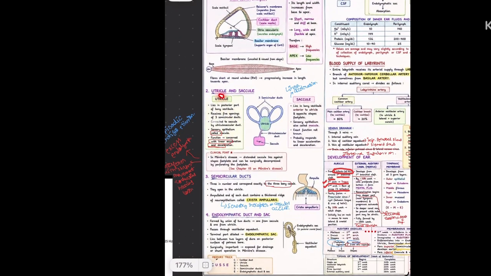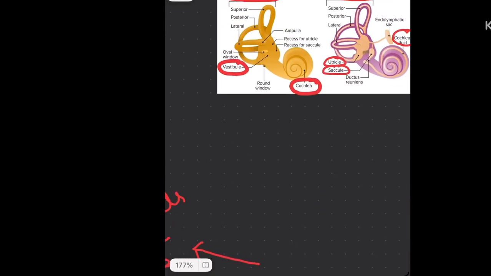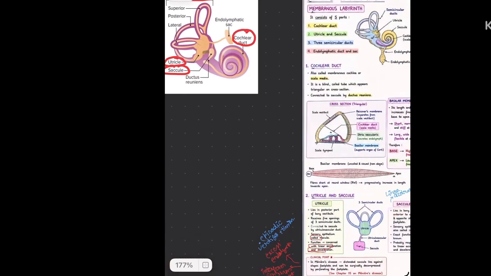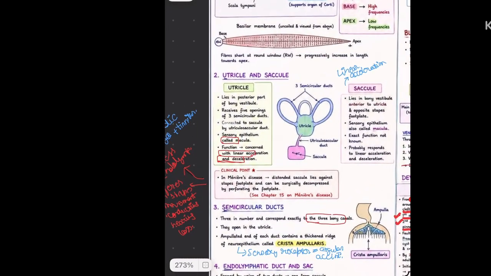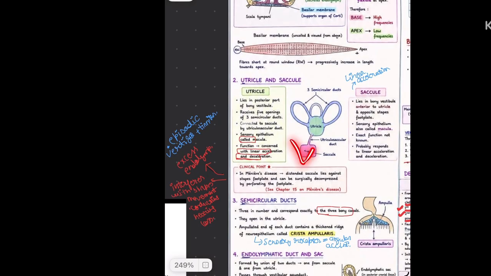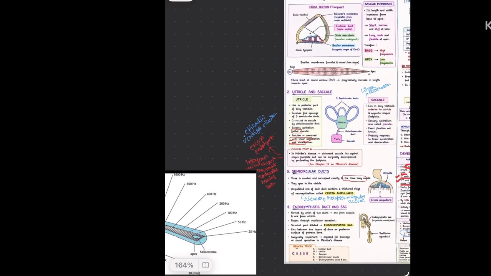Okay. Now let's talk about the utricle and saccule. This is the utricle, and this is the saccule. The utricle is connected with the saccule by the utriculosaccular duct, and it has some openings. An important thing is it has a sensory epithelium called the macula. This is important, the macula. It is concerned with linear acceleration and deceleration. For example, if you are moving in a bus and suddenly it stops, the macula detects that linear acceleration and deceleration. The utricle and saccule do the same function.